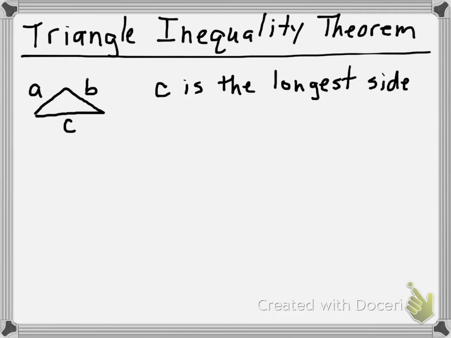Now, it also has a special name if it's a right triangle, and that is hypotenuse. The hypotenuse is always C when you're talking about right triangles, which is the side across from the right angle. So the hypotenuse is C, because C is always the longest side.